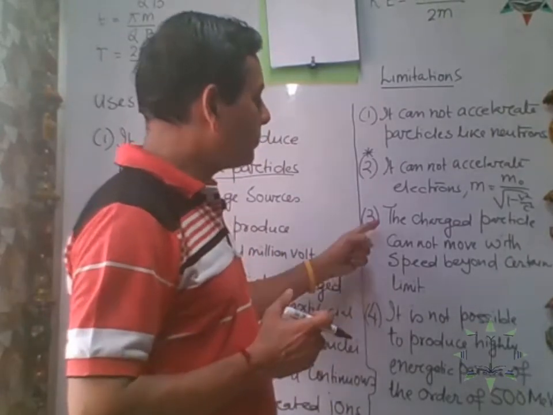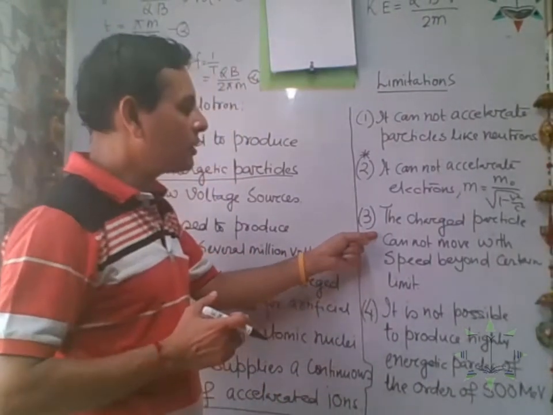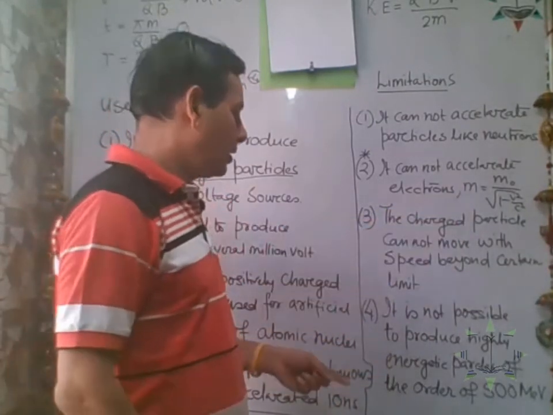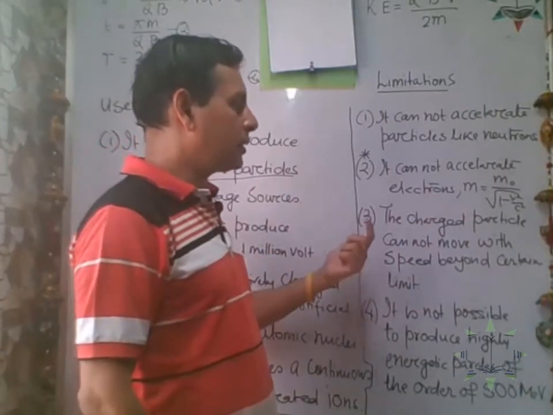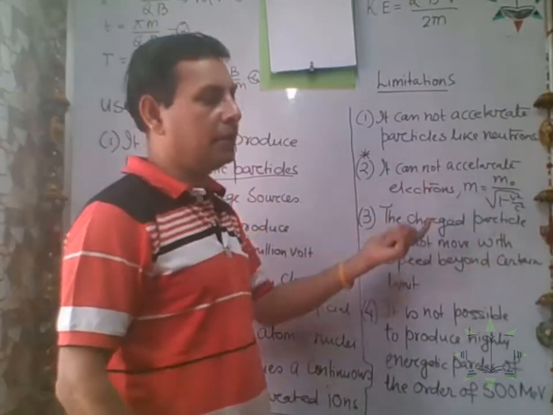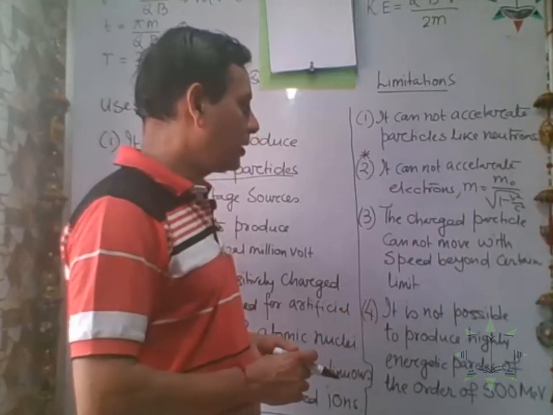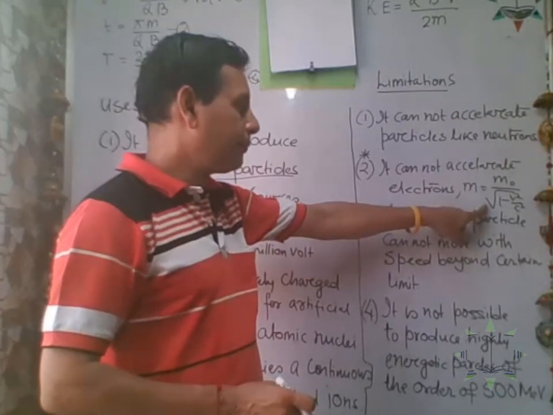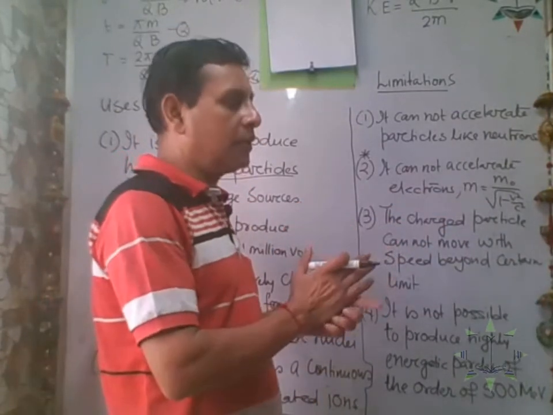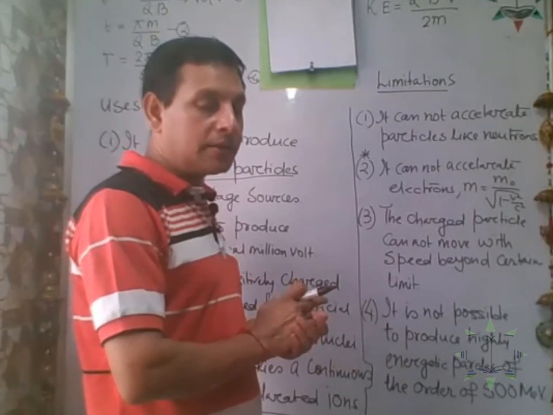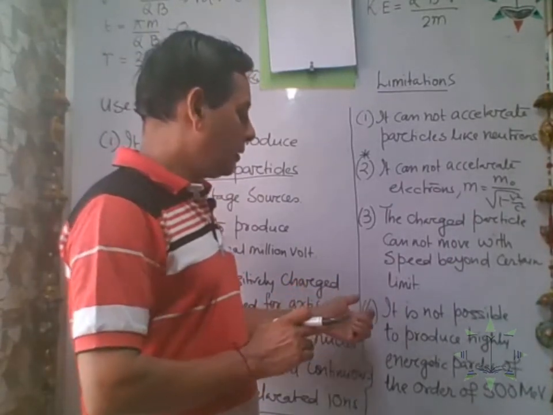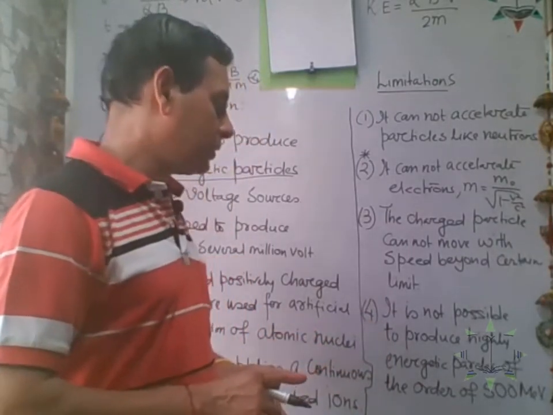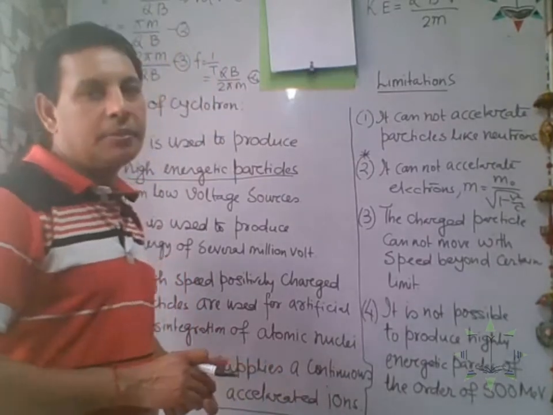The third part of this limitation is that the charged particle cannot move with speed beyond a certain limit. This is because if the speed is beyond a certain limit, of the order of the velocity of light, then its mass also changes. This is called Einstein's relativistic mass formula. When the particle moves, its mass is velocity dependent. So it is not possible to produce highly energetic particles of the order of 500 million electron volt.